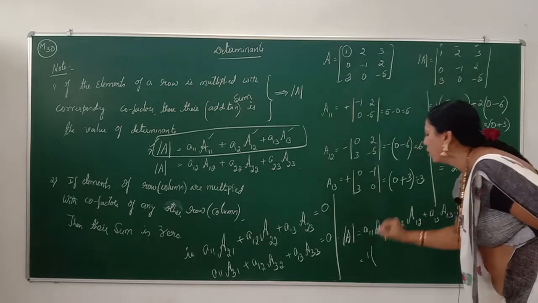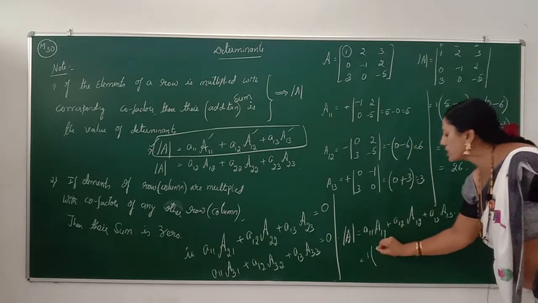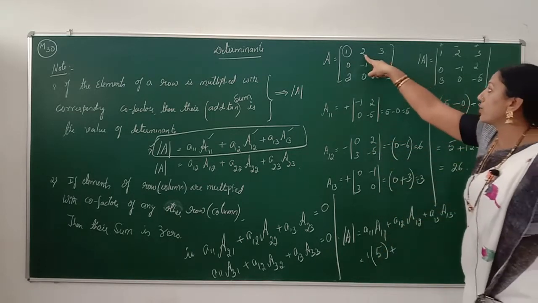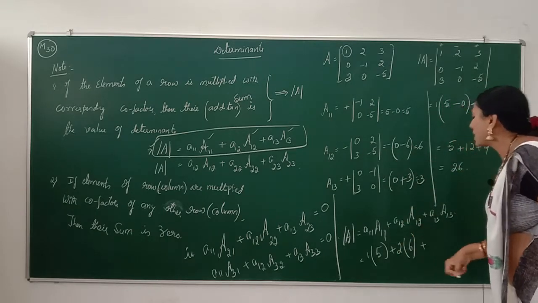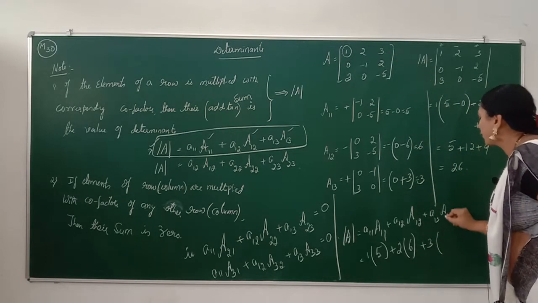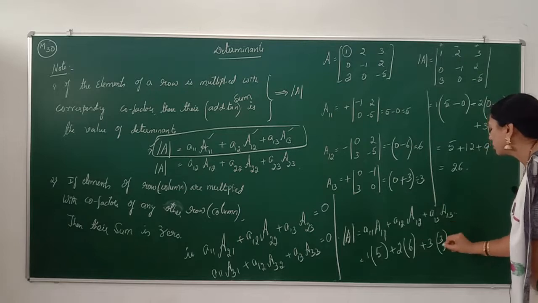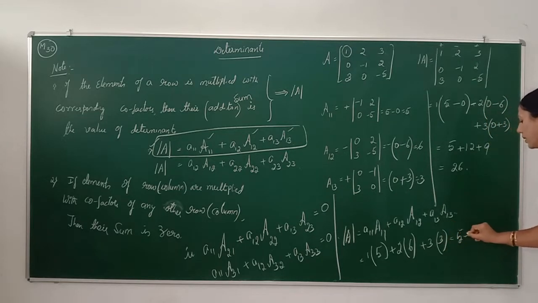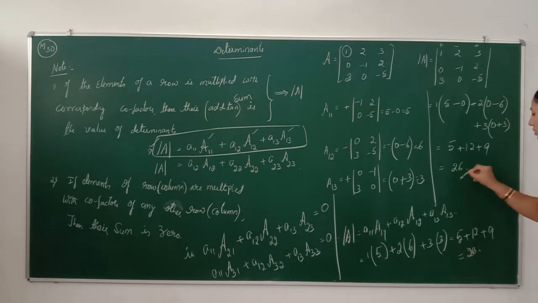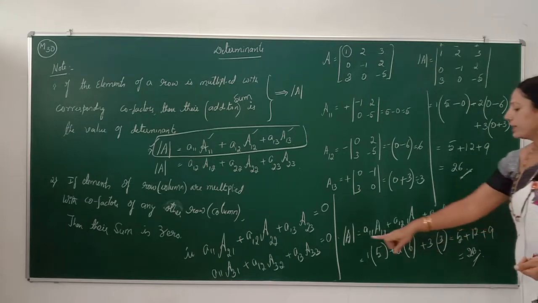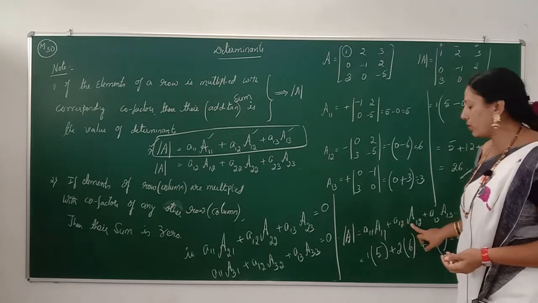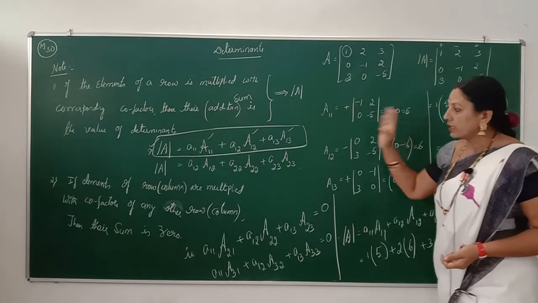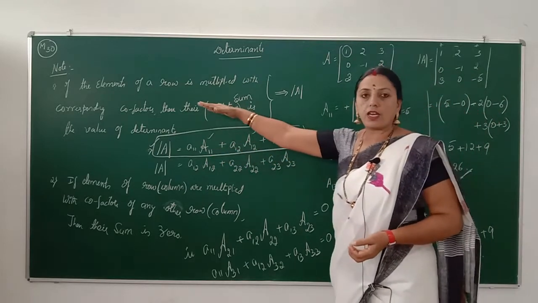First element is nothing but A11 of capital A11 is 5, plus a12, the second element, is 2, then capital A12 is 6, plus a13 is 3, of capital A13 is nothing but 3. So it simplifies to 5 plus 12 plus 9, which is nothing more than 26. Now these two are compared with each other. Therefore the determinant of A can be written as a11 into A11 plus a12 into A12 plus a13 into A13. That is just verification of the first condition of the first point.